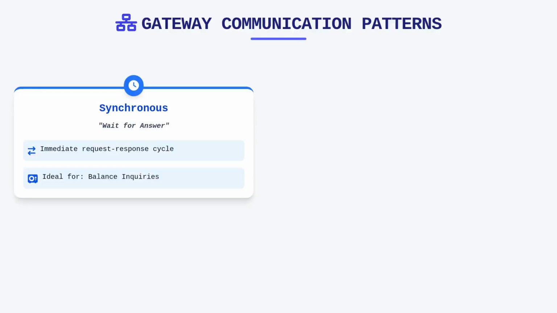From a functional perspective, the gateway facilitates interaction through two primary communication styles: the synchronous request-response pattern and the asynchronous event-driven pattern. In a synchronous flow, the external caller issues a request and waits for the system to process the transaction and return an immediate confirmation, which is common in balance inquiry scenarios.